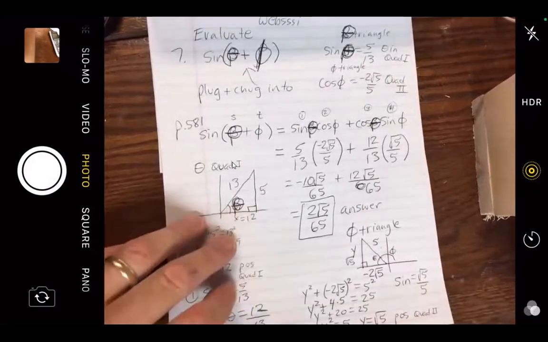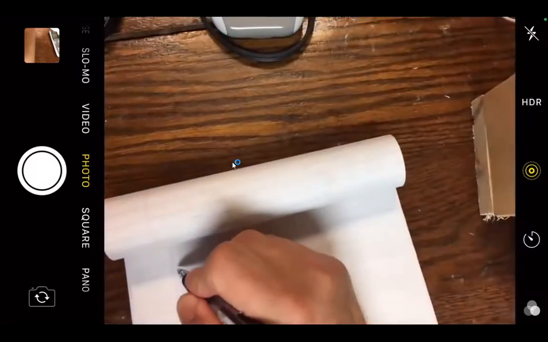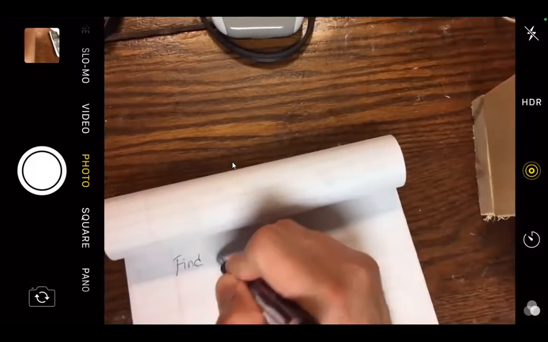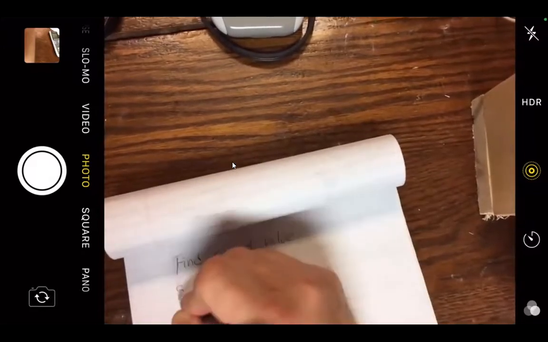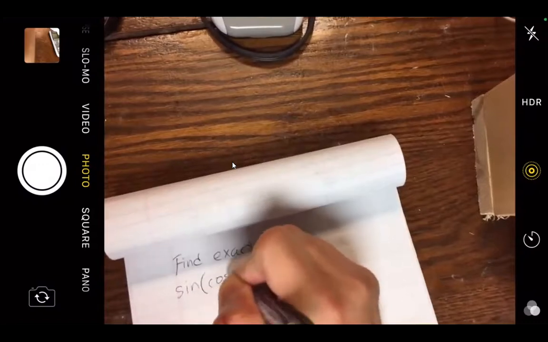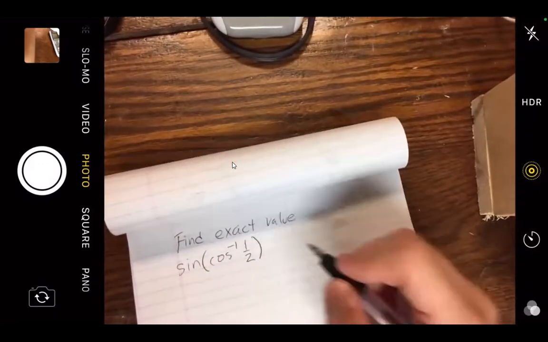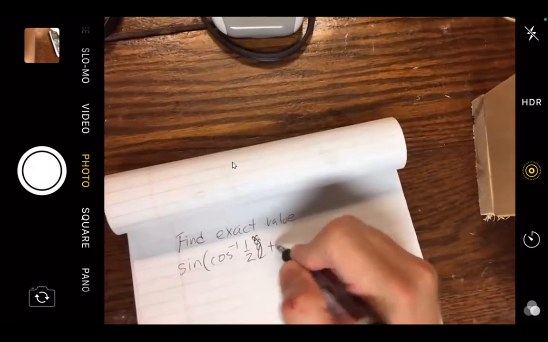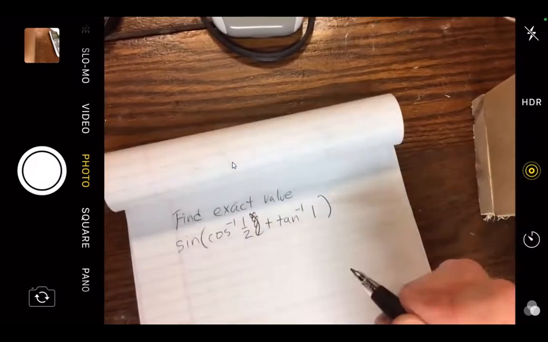I think I've got 2 questions left here. This one says find the exact value of the expression. And this one is sine of the inverse cosine of 1/2, plus inverse tangent of 1.